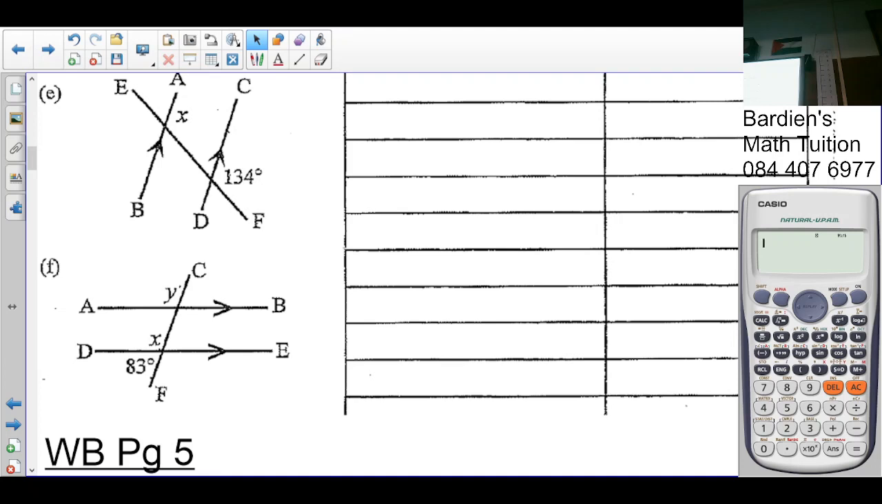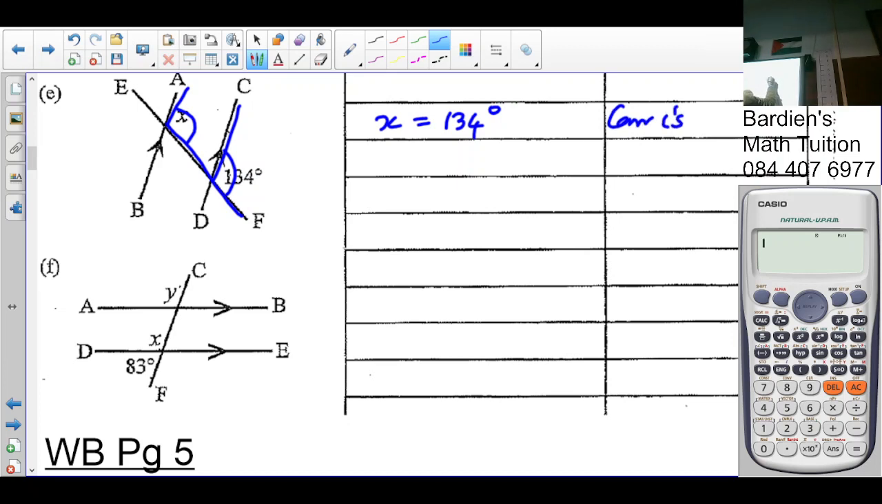Now we said put it here. Okay, so x. I'm going to solve for x here. X is equal to 134 degrees. Why? Did you see this? Corresponding angles. Corresponding angles with AB being parallel to CD. Okay.